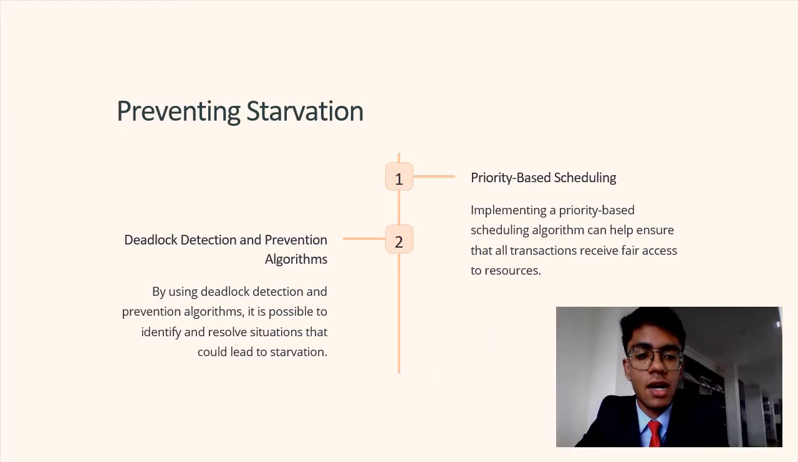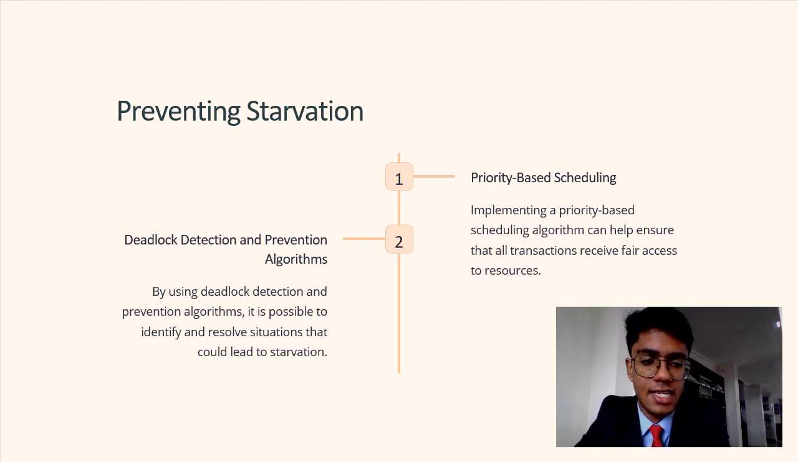Now let's discover how to prevent starvation in DBMS with these effective strategies. First, we have deadlock detection and prevention algorithms. Utilizing these algorithms enables the identification and resolution of scenarios prone to causing starvation, thereby safeguarding system processes.